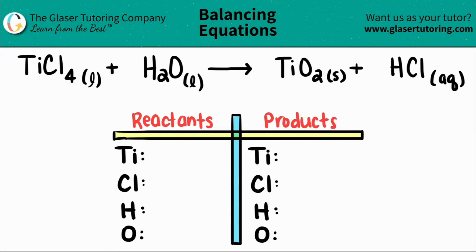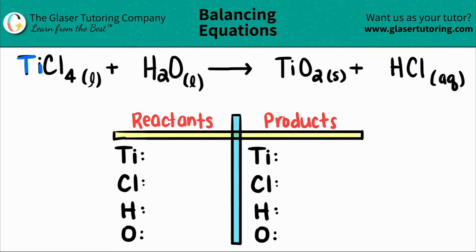Today, we are going to be balancing the reaction of TiCl4 plus H2O, which will produce TiO2 plus HCl. I already wrote out our chart and all the elements that I see on both the left side and the right side of the equation. So all we have to do is just write down how many. Let's start with the left side.